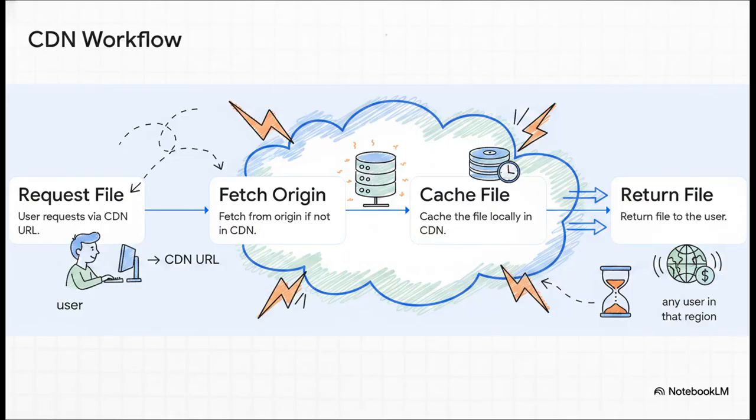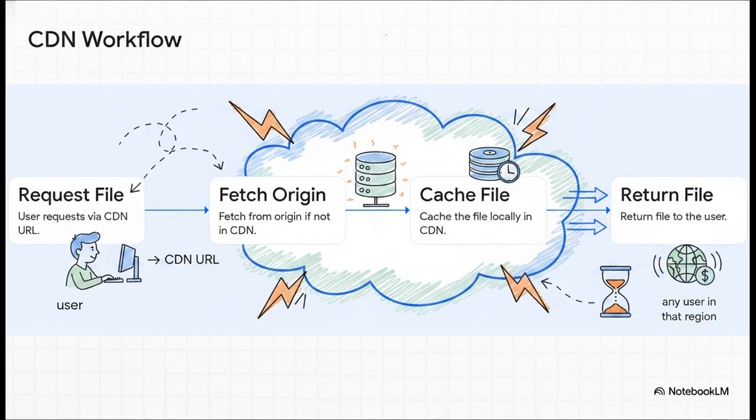The workflow for a CDN is actually incredibly straightforward. First, a user requests an image using a specific CDN URL. Second, if the CDN doesn't have it, it reaches out and fetches it once from your origin web server. Third, it caches that file locally. And fourth, it returns it to the user. From then on, any user in that specific region gets the image lightning fast directly from the local CDN node. Just remember to set proper expiration policies so you aren't serving up stale images or accidentally racking up totally unnecessary data transfer costs.